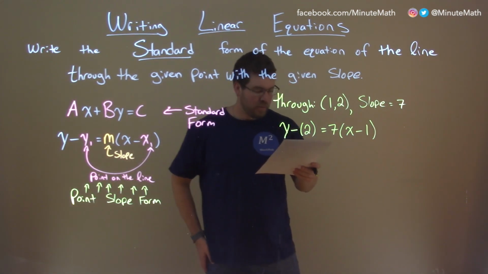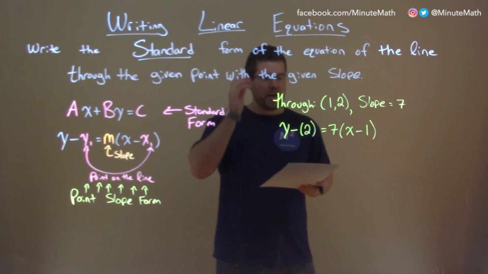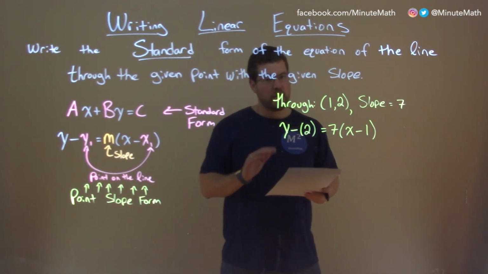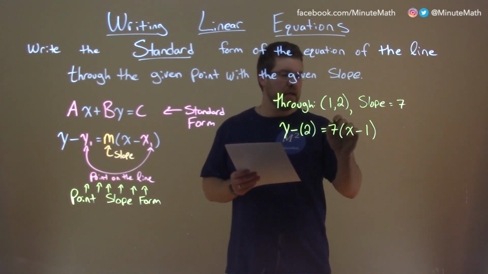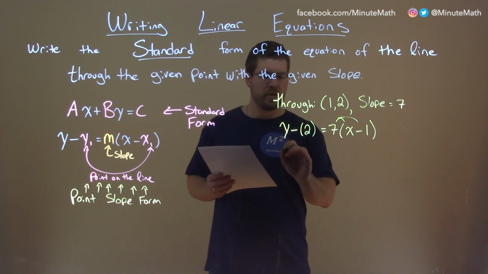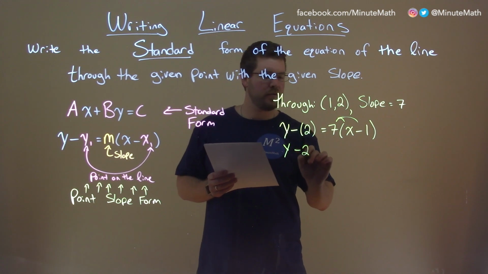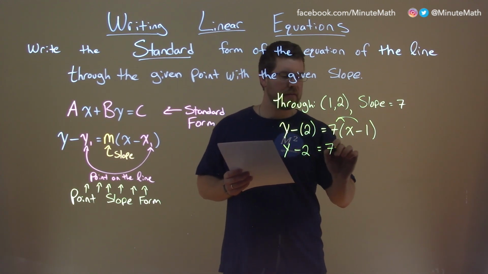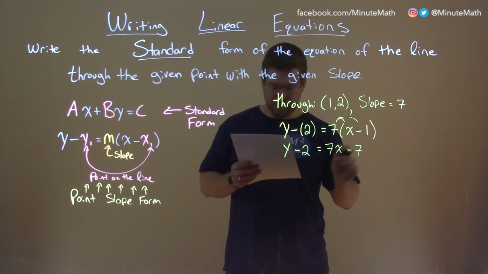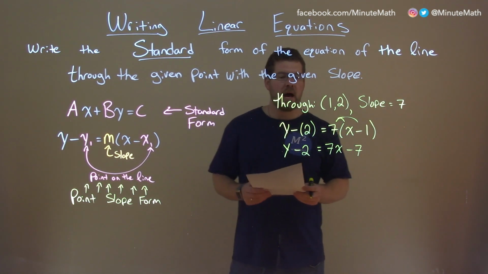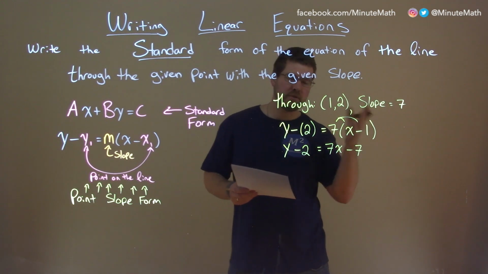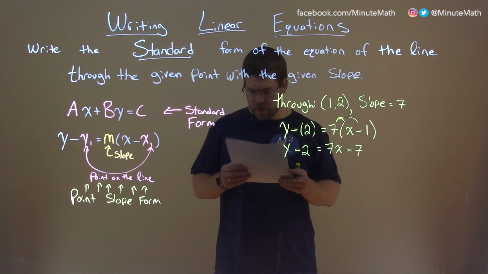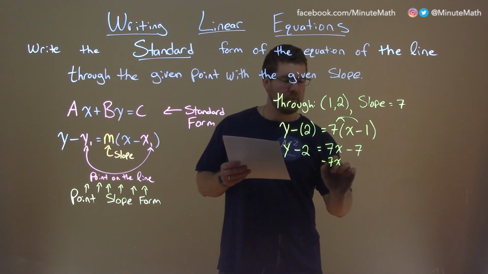And now what we want to do is really try to get all the variables we can to the right. So that's going to involve some algebra here. Distribute the 7 to both parts here. So let's bring down this y minus 2 equals 7x minus 7. Okay? Now we want to bring all of our variables, the x and y, to the left, and our numbers to the right. So we subtract a 7x to both sides.